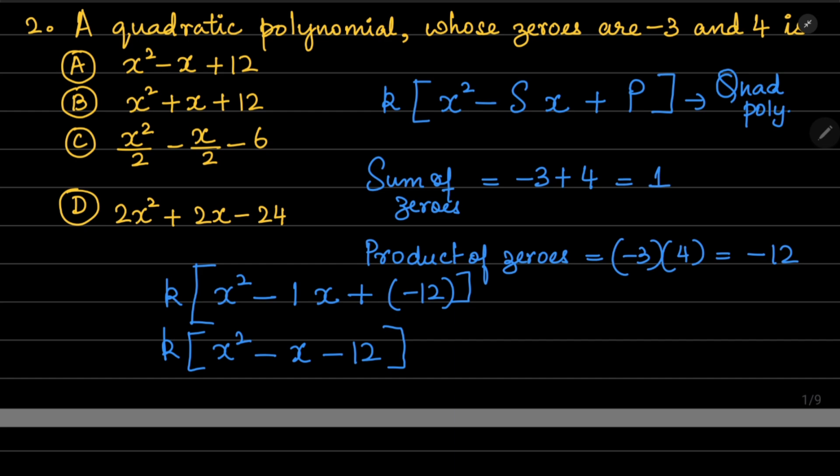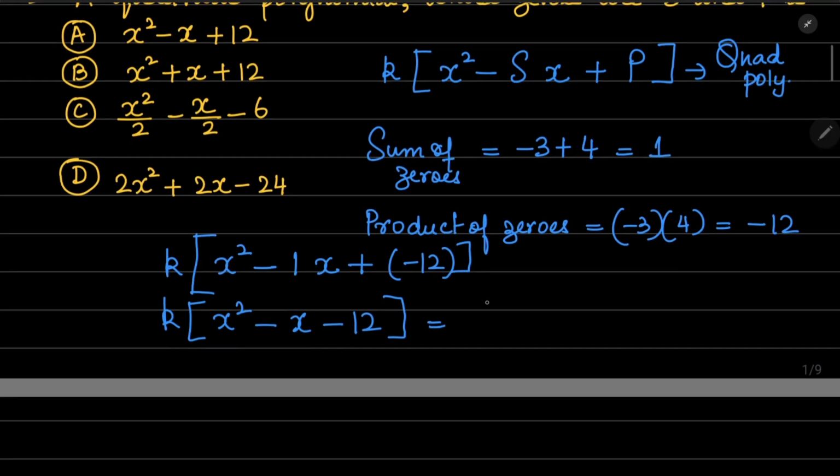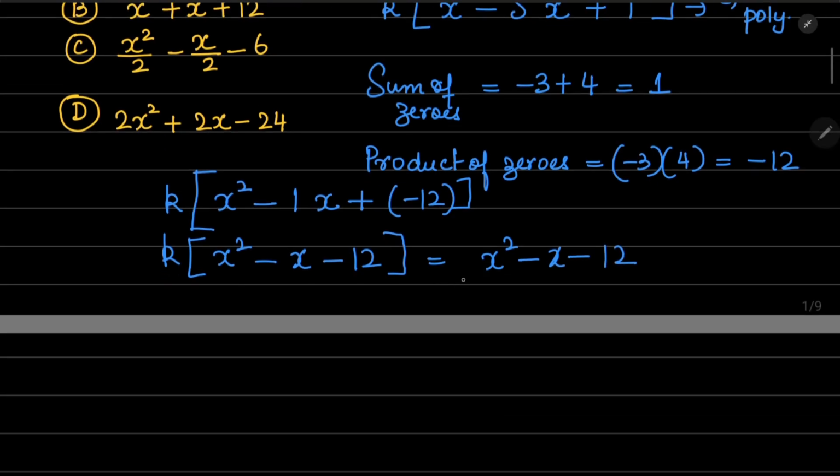But you do not see this as an option, right? x square minus x minus 12. You don't have that. So let us divide throughout by 2. So what do you get? Suppose if k is 1, the polynomial will be x square minus x minus 12. Divide throughout by 2. So what do you get? x square by 2 minus x by 2 minus 12 by 2, which is 6. So this is your required answer.